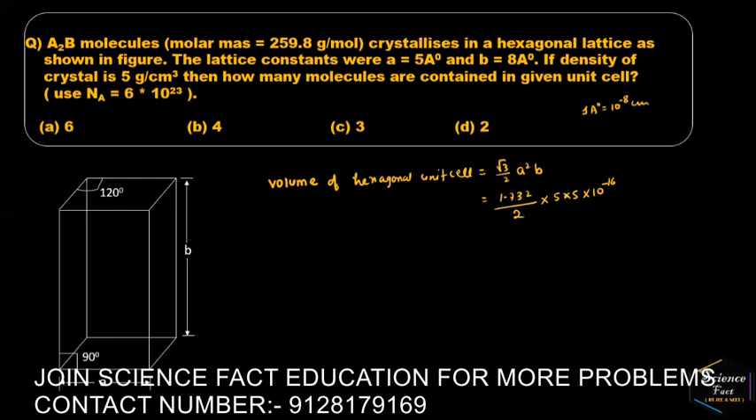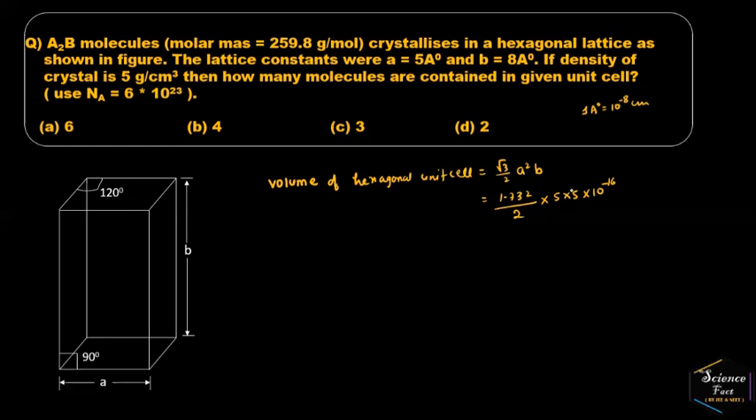Here we are going to take the square of A. That is why this will become 10 to the power minus 16 into 8 into 10 to the power minus 8. Finally, this is centimeter cube. We will get in this case the volume as 173.2 into 10 to the power minus 24 centimeter cube.